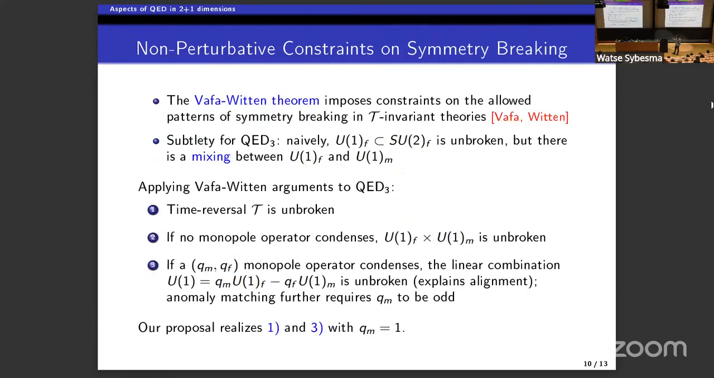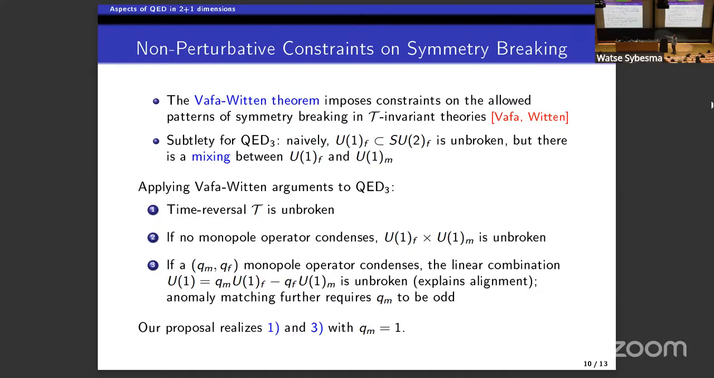Okay, and another very powerful tool that we use to constrain the dynamics of this theory is the Vafa-Witten theorem. So the Vafa-Witten theorem imposes strong constraints on the allowed patterns of symmetry breaking in time reversal invariant theory, like QCD. And naively, one would say that vector-like global symmetry cannot be spontaneously broken. This is the usual terminology, but this is not true for QED. There is a subtlety. There can be a mixing between the vector-like global symmetry, which is the flavor Cartan of SU2, and the magnetic symmetry.